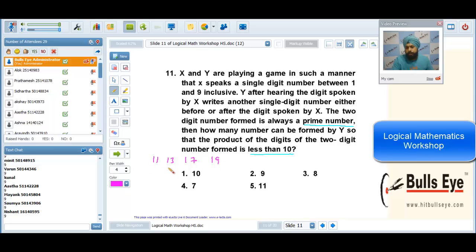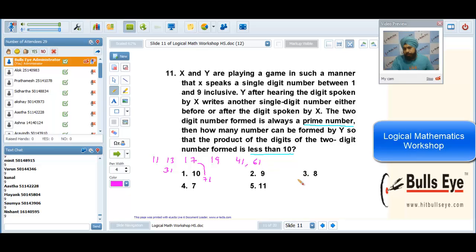Reverse of 11 does not exist. 13's reverse is a prime number. 17 reverse is a prime number. 19 reverse is not a prime number. But now there could be some even numbers ending with 1 and are primes, like 41, 61. 81 is not a prime number.